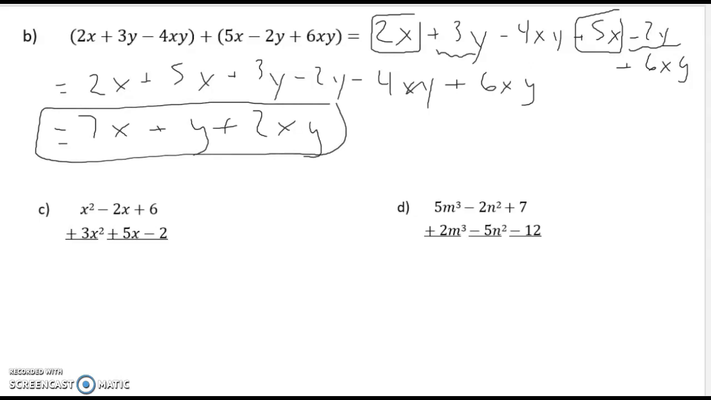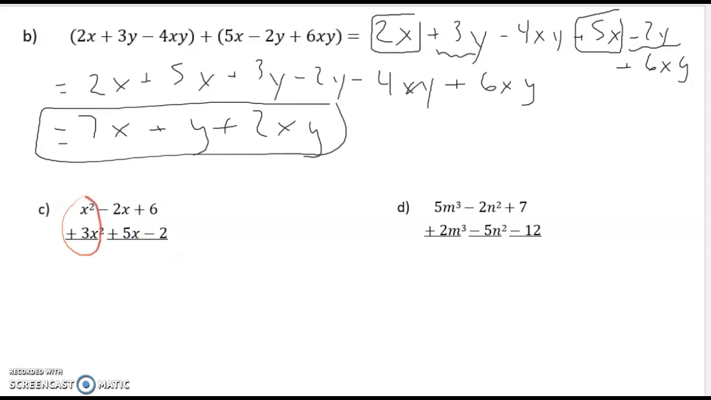Next step. Now this one's kind of cool because this one is stacked. Alright, so we have our x squareds already lined up on top of each other, our x terms lined up on top of each other, and our constants lined up on top of each other. So we can simplify this way by stacking them.